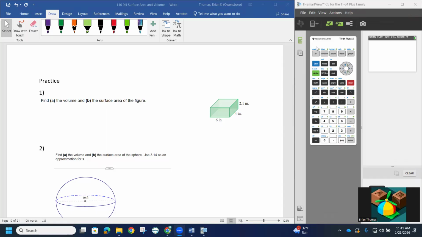So at this time, I'd like to just do some practice working with volume and surface area. The first one I want to look at is, first off, do you know that shape? Well, we can call it a box, or the fancy name is the rectangular prism.